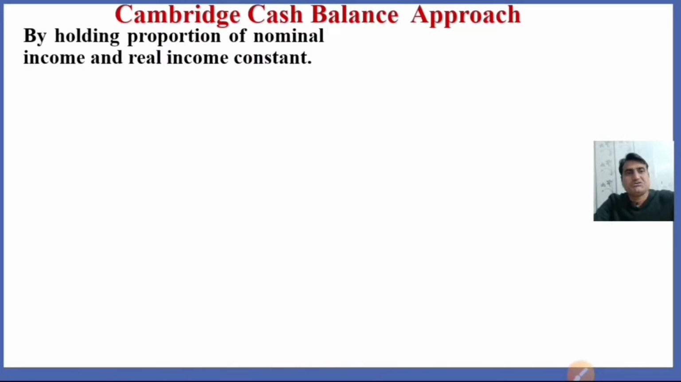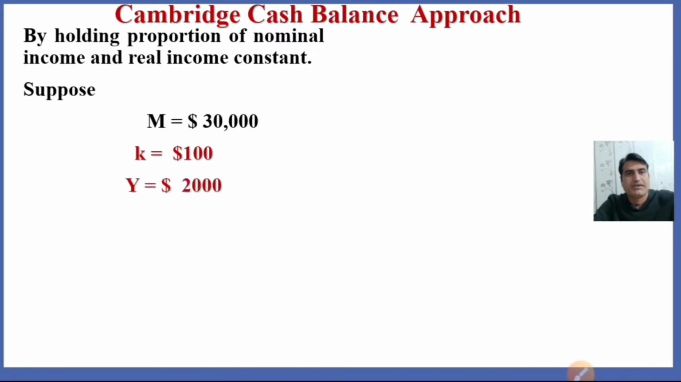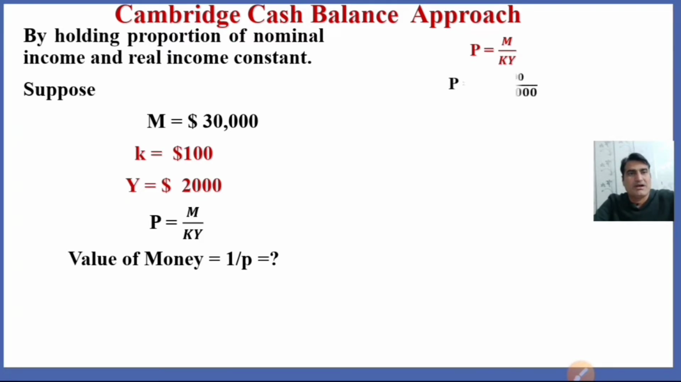By holding the proportion of the nominal income and real income constant, suppose the quantity of money supply is $30,000, whereas the proportion of the income which remains constant, that is held for precautionary purpose, is K, that is $100, and the real income is $2,000. So price is equal to M over KY. So what would be the value of money? As we know, according to Crowther, the value of money is 1 over P. By using the Cambridge cash balance approach, price is equal to M over KY.